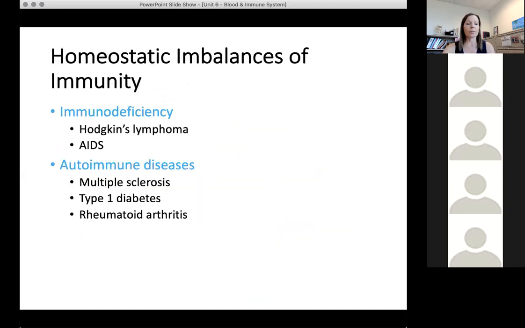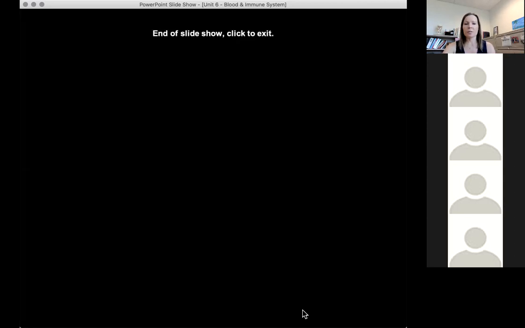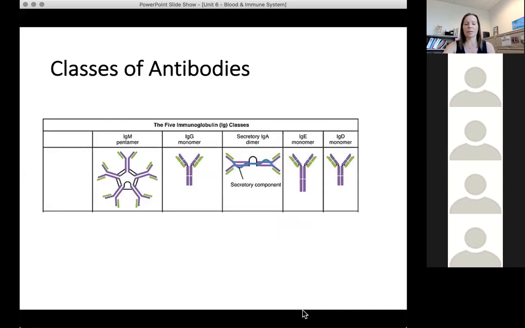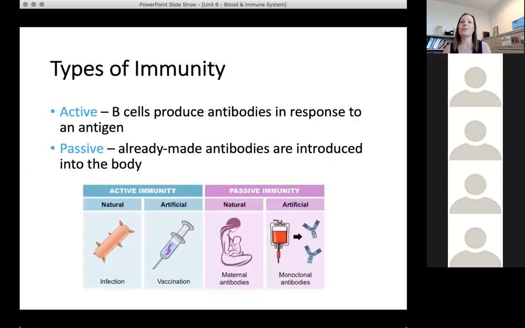All right, here we go. Whoops. All right, here's the right slide. So different ways to become immune. There's active immunity and passive immunity. Active immunity occurs when B cells encounter antigens and then make antibodies against them. And at the same time, they make memory B cells, which are going to stay in your body and recognize that antigen if you ever see it again.